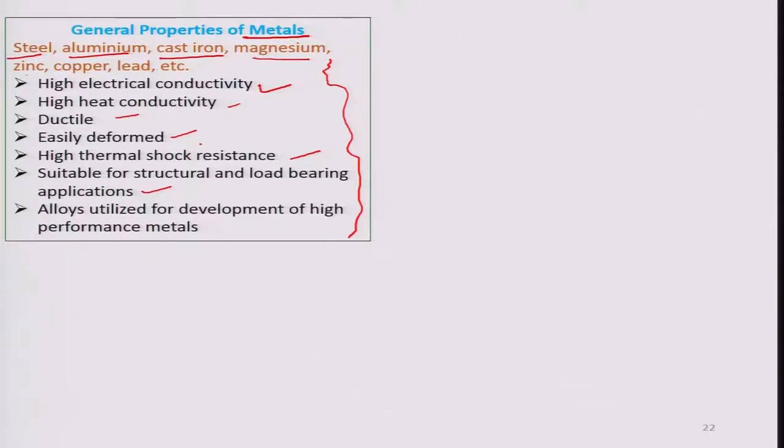Suppose that you are making a cork handle, okay. You will use your hand to make it rotate clockwise or anti-clockwise. So this property is not required, it is an irrelevant property. Ductile, this is also not required. So according to your functionality, you can select your material.